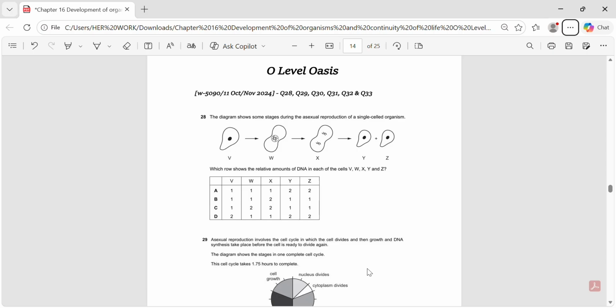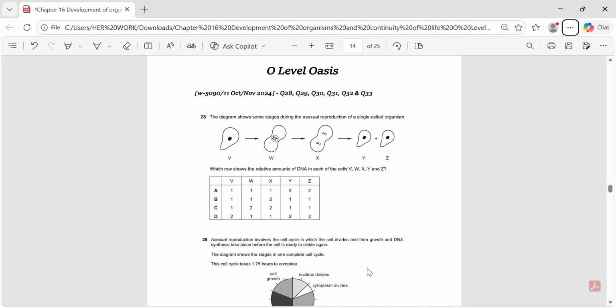Back to MCQs, we have a question which says, the diagram shows some stages during the asexual reproduction of a single-celled organism. It shows stages labeled V, W, X, Y, and Z, and asks, which row shows the relative amounts of DNA in each of the cell stages. Now, this question is about binary fission, which is a type of asexual reproduction.